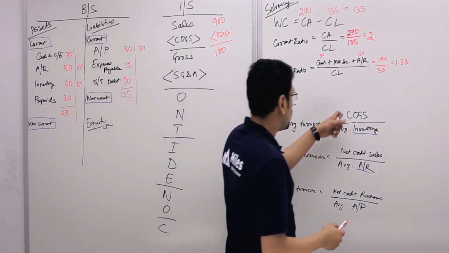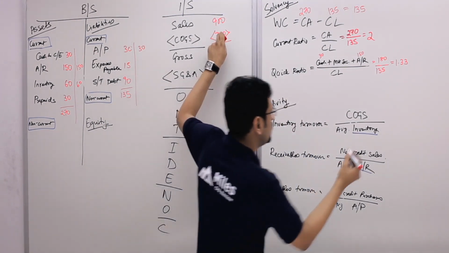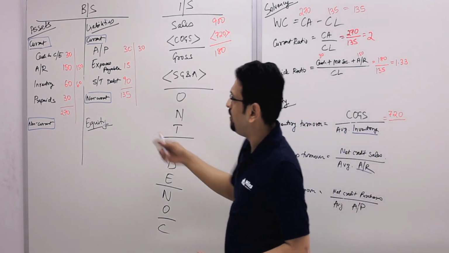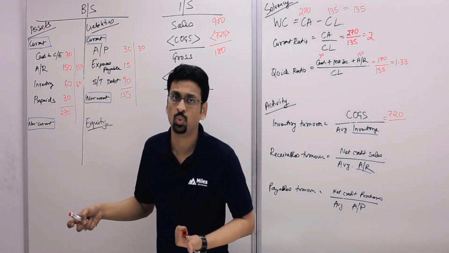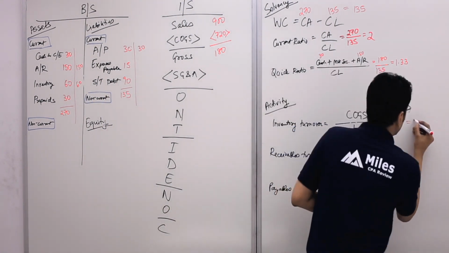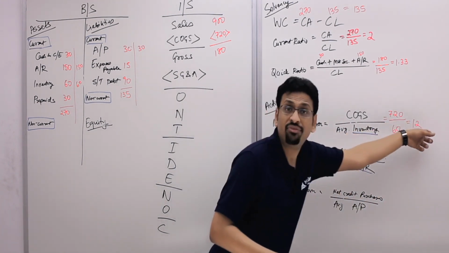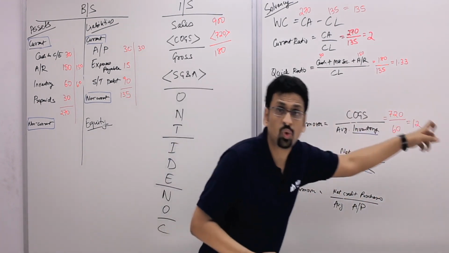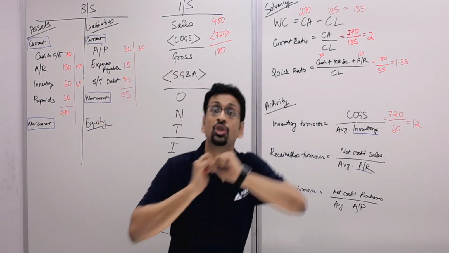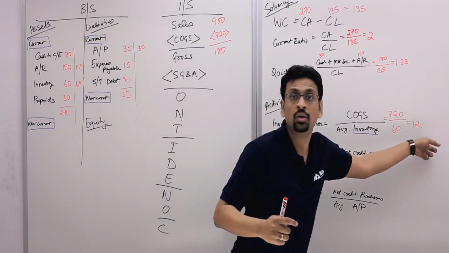When I'm looking at COGS by average inventory, so what's my COGS here? 720. What's the average inventory? Average inventory is 60 plus 60 by 2. That's 60. 720 by 60, that gives me 12. So basically the business has turned over its inventory 12 times during the year. So the inventory turnover ratio is 12 times. So it's been 12 times during the year that they bought the inventory, sold the inventory, bought the inventory, sold the inventory. They did it 12 times during the year.